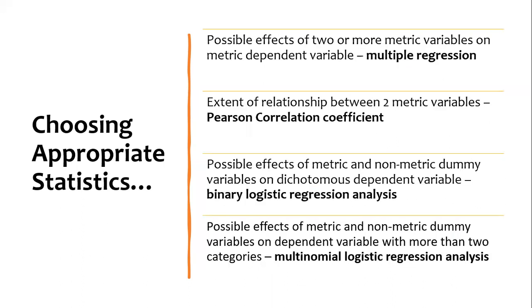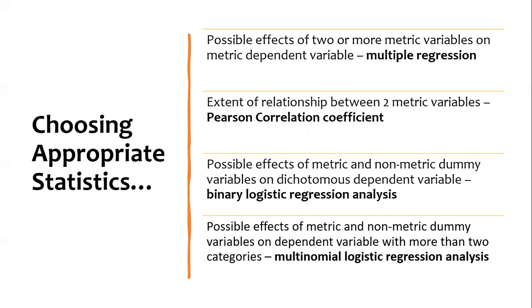Another one we need to look at is multiple regression. Multiple regression is looking at the effect of two or more metric or continuous variables on a metric dependent variable. Then Pearson correlation coefficient is also used to look at the extent of the relationship between two metric variables.